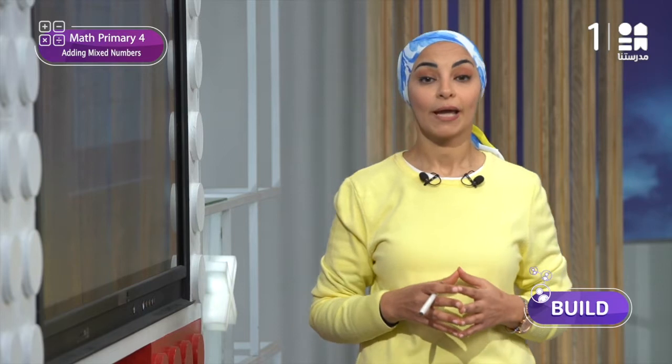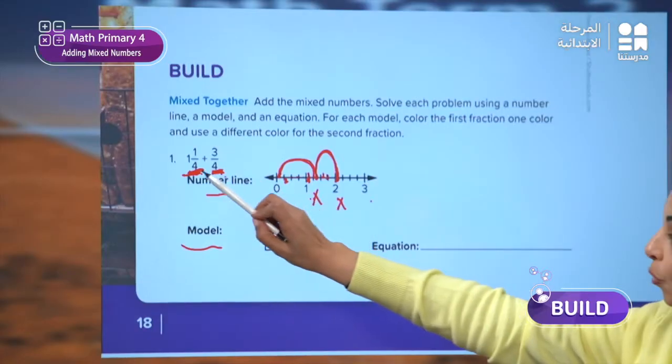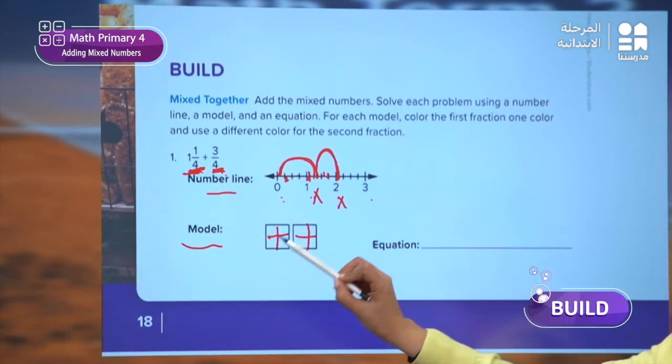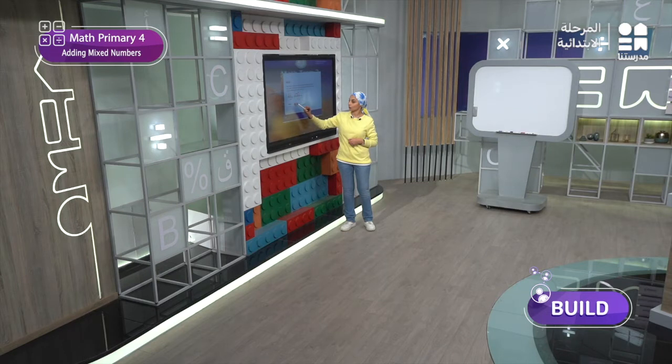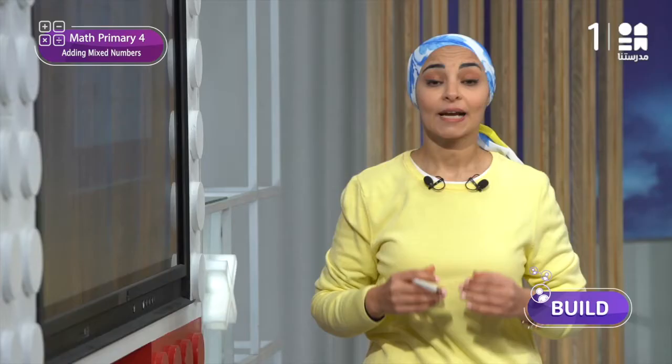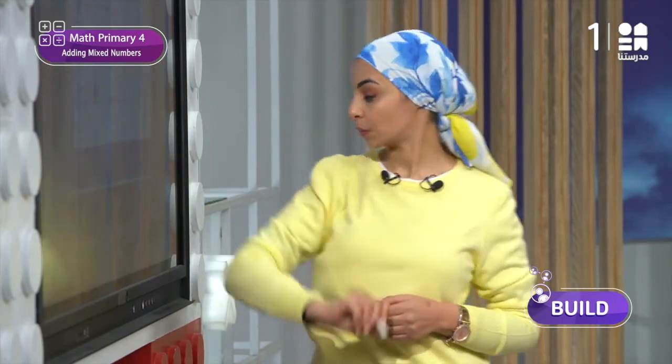First, I will color the first one with red. Okay, 1 and a quarter I will color in red. I have 1 whole and 1 quarter in red, like you see here. Okay, the second model I will color 3 quarters, which is the plus 3 quarters.